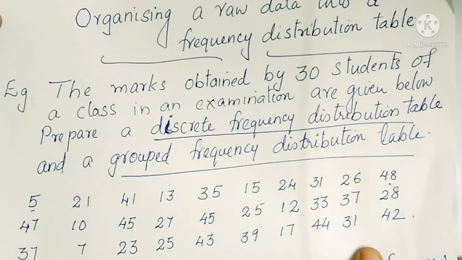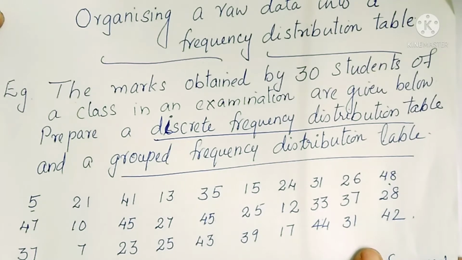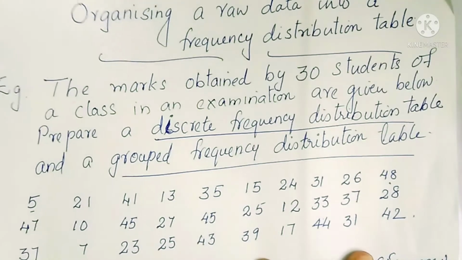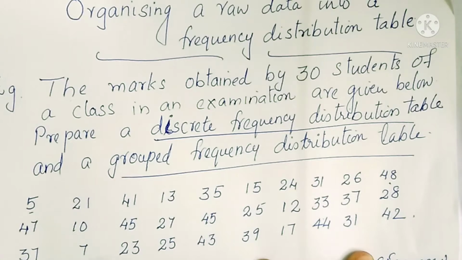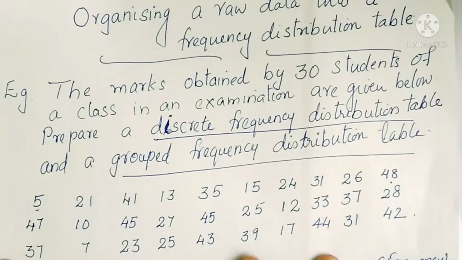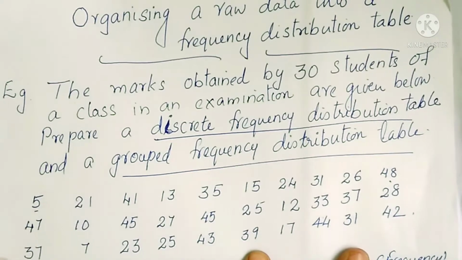In the previous class we learned about different types of data. We learned about raw data and then grouped data. Today we are going to learn how to convert a raw data into a grouped data. We will do this with the help of an example.